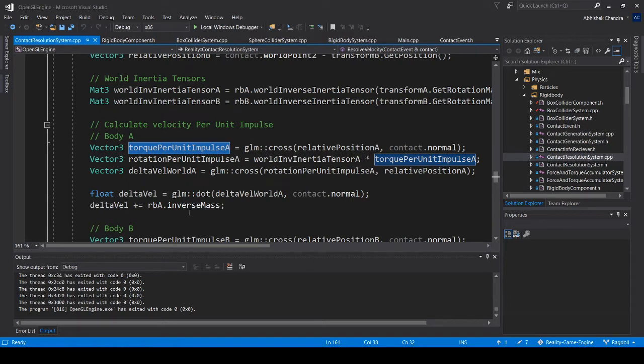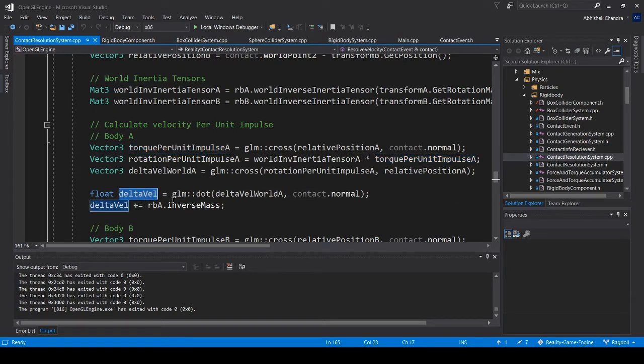And then finally, velocity is omega cross R, omega being angular velocity and R being relative position. So that's basically what we're doing in 3 steps. First calculate torque, then calculate the rotation that will introduce, and then the actual change in velocity because of that rotation. So with that, we get the delta velocity for the first object.